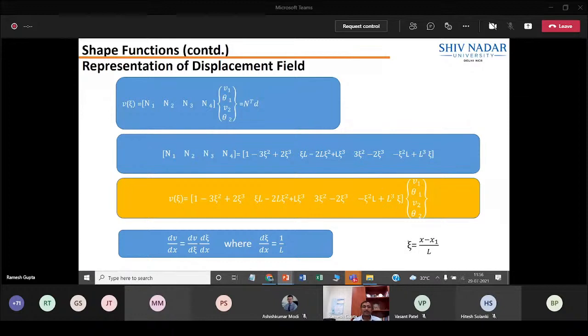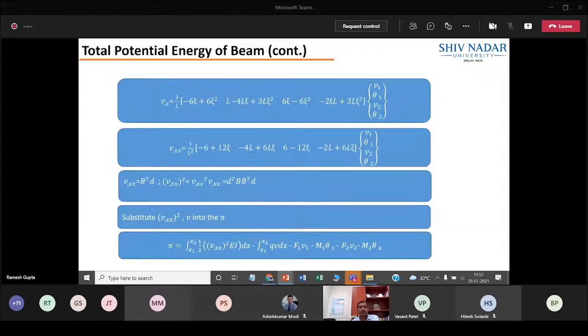V, the displacement field, is represented as a function of shape functions times your nodal quantities. So the next step is, once you have the total potential energy, you represent your displacement field as a function of shape functions. Now you can choose any of the shape functions. What I derived is one set of shape functions only, but you can choose any shape function based on the problem in hand.